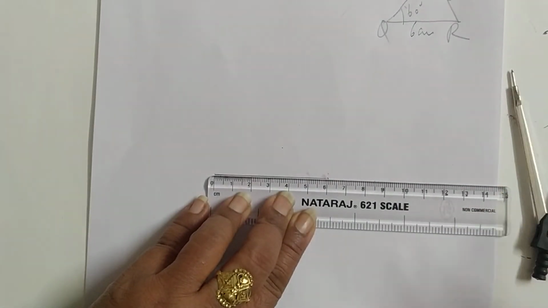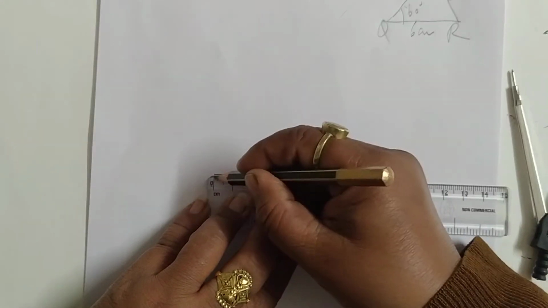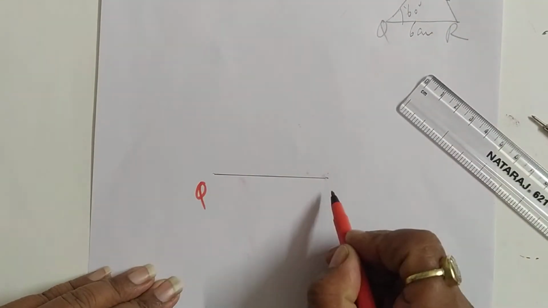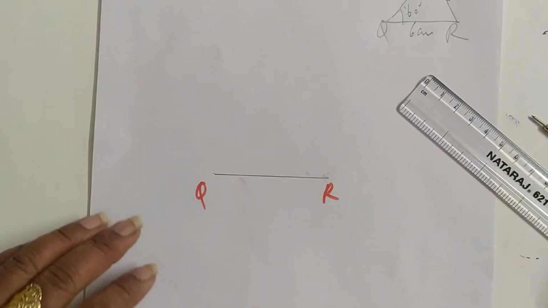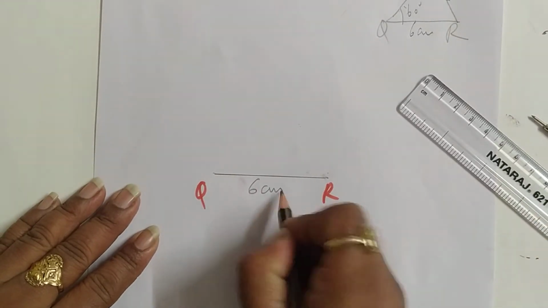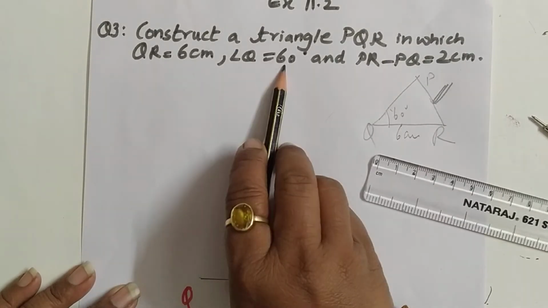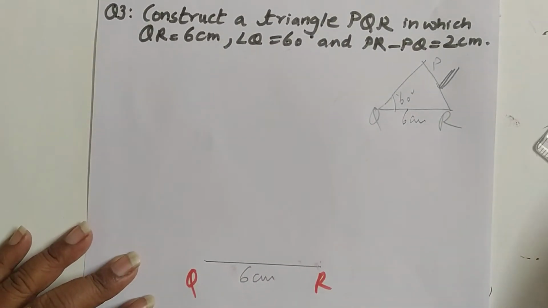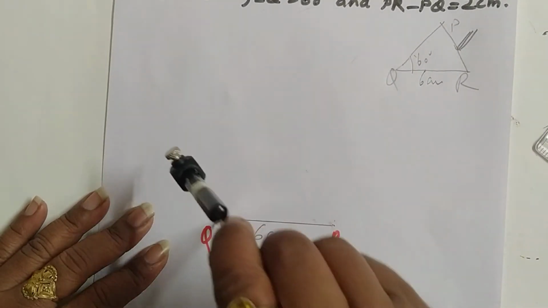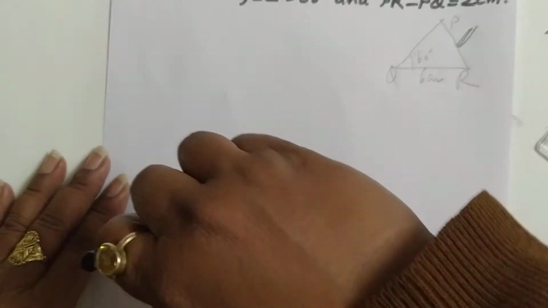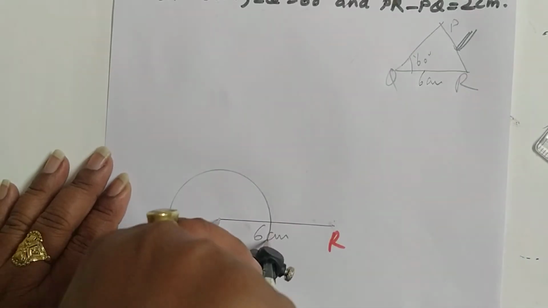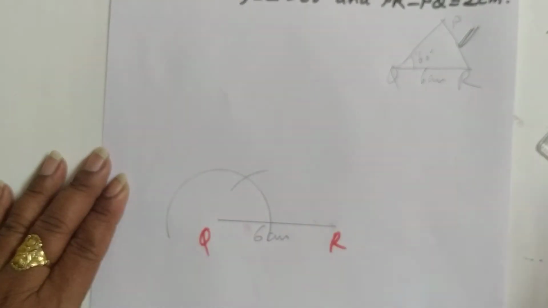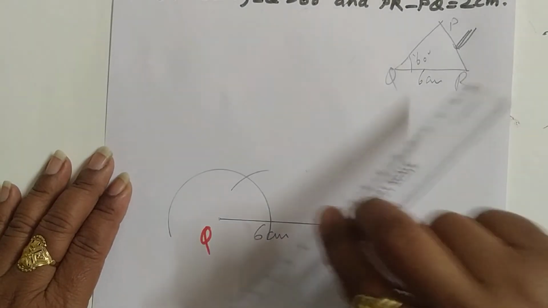So this is 6 centimeter, QR, that is equal to 6 centimeter. Again, angle Q is given to us as 60 degree. So we have to draw the angle 60 degree. That is the easiest angle. With the equal arc, again one cut only, and we have got this 60 degree.